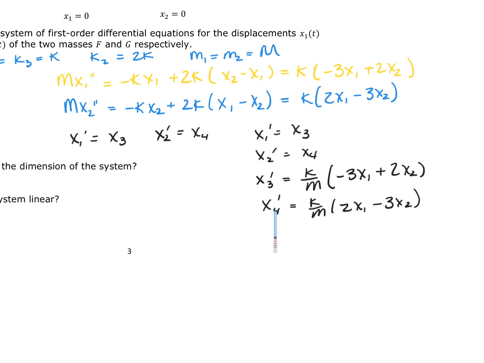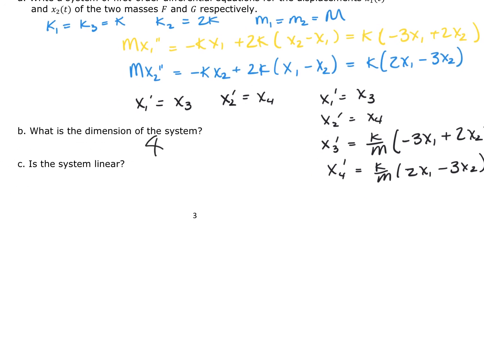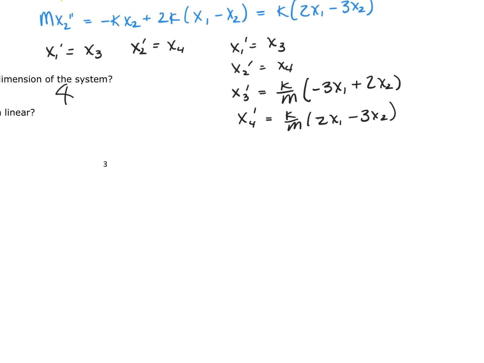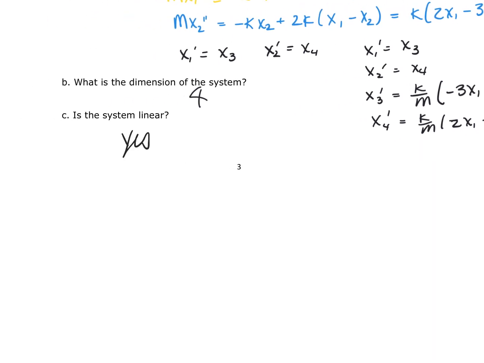But what is the dimension of the system? The dimension of the system is 4 because I needed 4 equations to describe this system. Now, the question is, is this system linear? And the answer is yes, because all of my x sub 1s, x sub 2s, all of them are linear. There's no x sub 1 squared, no x sub 2 squared, no x sub 3 squared, no x sub 4 squared, none of those. This is linear.